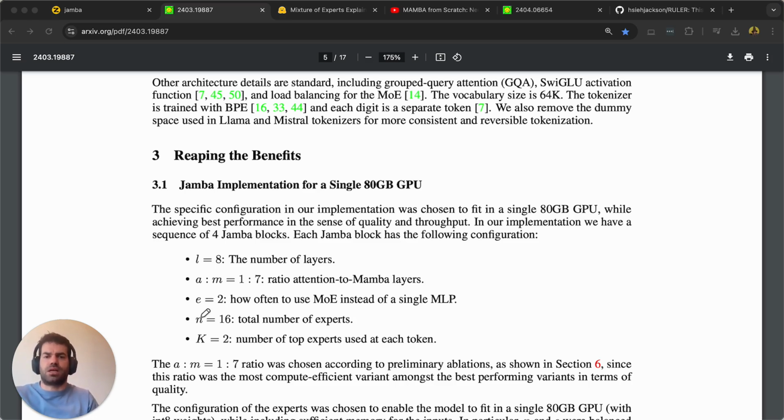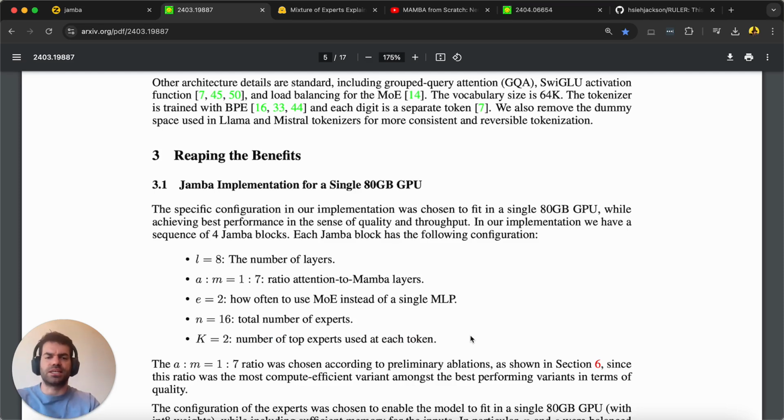E equals 2, meaning every 2 layers use MoE, and not every layer or every 4 layers. N equals 16 experts. So essentially, every 2 layers using 16 experts is kind of like E equals 1 and N equals 8, like using 8 experts every layer. It's really the same effect, but better for hardware. And K equals 2: you only want to use the top 2 experts for every token, which is kind of standard.